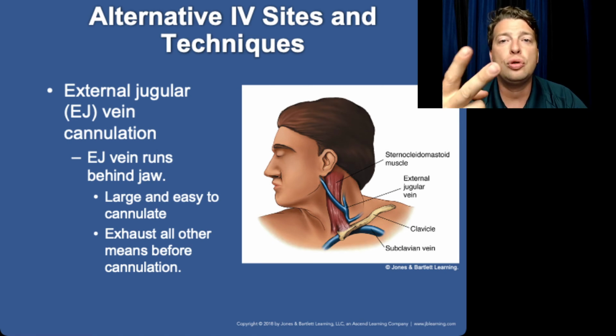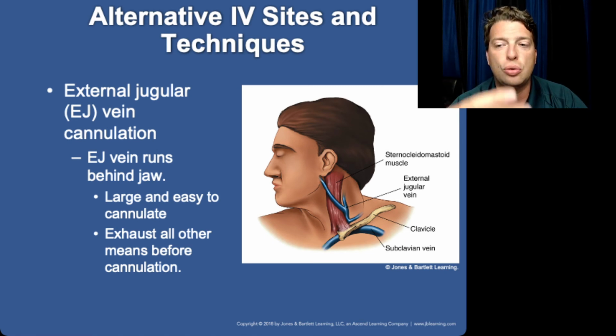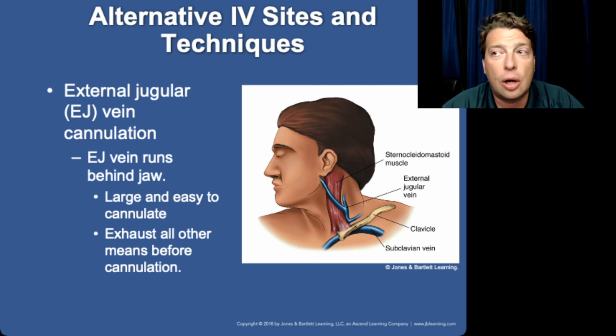The body has two external jugulars and two internal jugulars. So damaging even both external jugulars, while it may create a reduction in blood flow out of the brain, it's not going to kill the patient. Should we do it? No. No, you shouldn't cavalierly blow two EJs, but it's not going to kill the patient if the EJ blows.